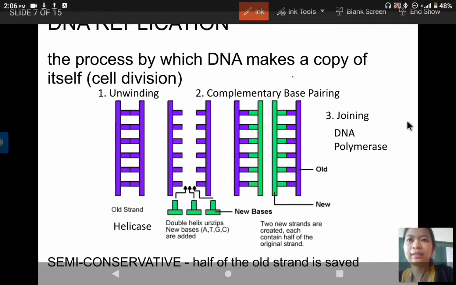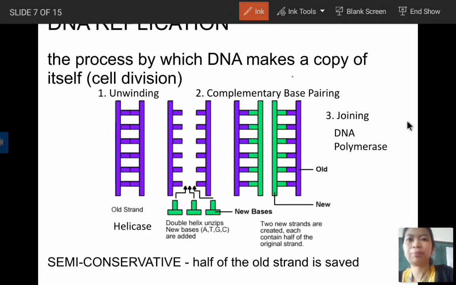Okay, for the next topic we have here DNA replication. DNA replication is the process by which DNA makes a copy of itself. It happens during cell division. We have 3 steps in DNA replication. For the first step, we have here unwinding. So how does the DNA unwind?